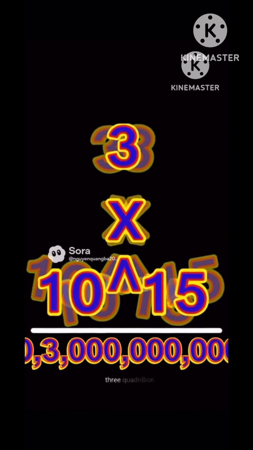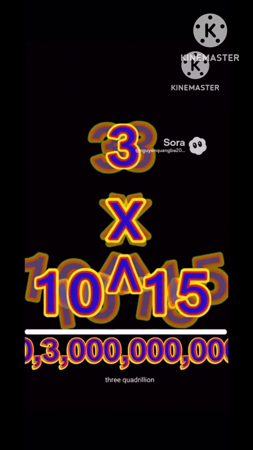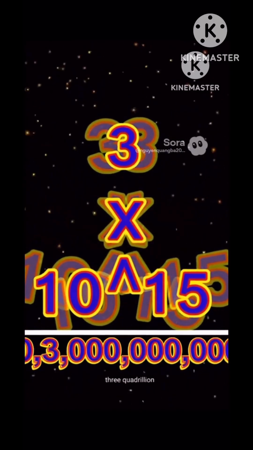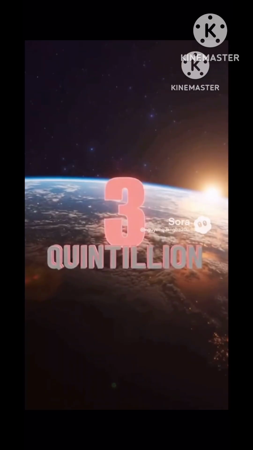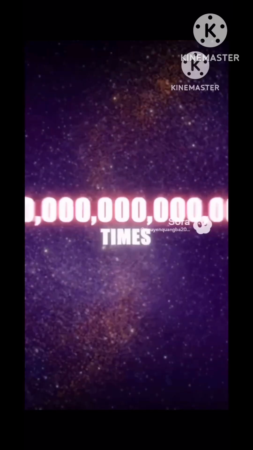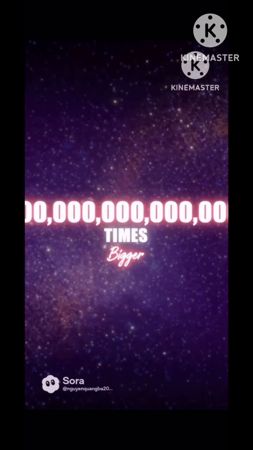What's 3 times 10 to the 15th power? That's a 1 with 15 zeros. Multiply it by 3 and you get 3 quadrillion. Next, the colossal 10 to the 18th power. That's 3 quintillion. Picture it. 3 billion billions. A number so massive it reshapes the scale of everything we know.